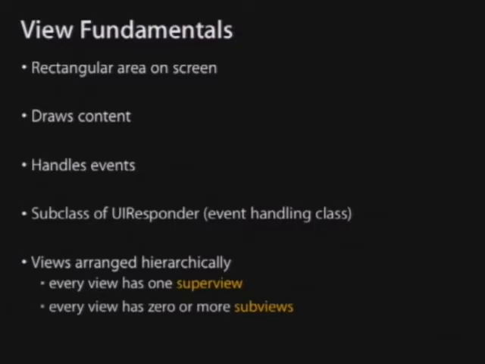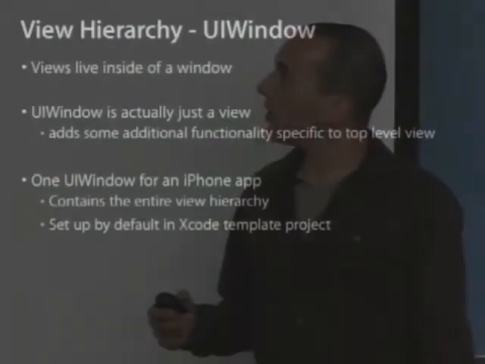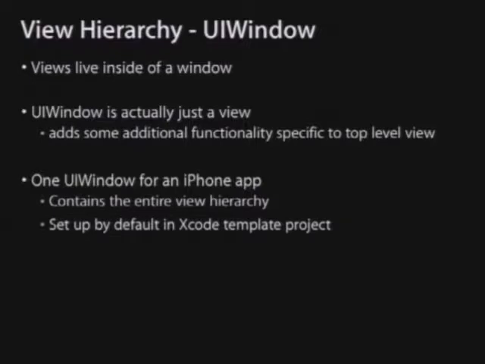And views are arranged hierarchically. So you have a tree of views. Every view can have 0 or more subviews, and every view has a superview, if that view has been put into a superview. The root of that tree is a UIWindow. So every view lives inside of a window. UIWindow really is just a subclass of UIView with some additional functionality for being a top-level view. You can also, from any view, ask for its window.